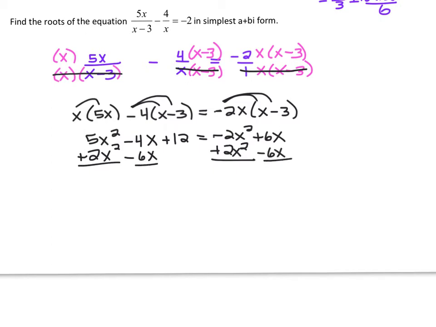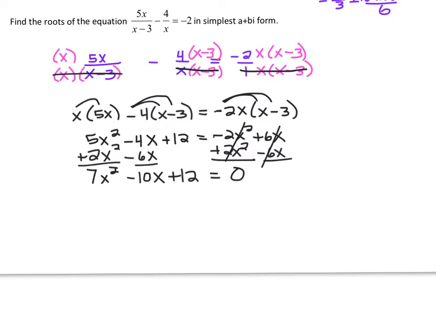So that leaves me with 7x squared. You just add the numbers and you keep the variable term, you keep the exponent. Don't try to add those exponents and make it x to the 4th. And then when we combine these, it gives us negative 10x. And the 12, we don't have anything to combine that with, so you just bring it right down. So plus 12 equals 0. All of this cancels. That's why we moved it over.